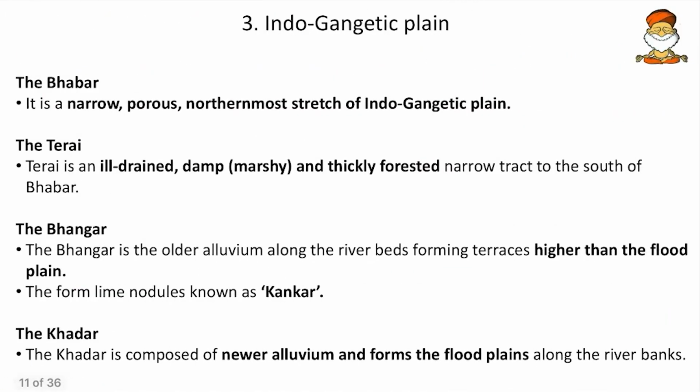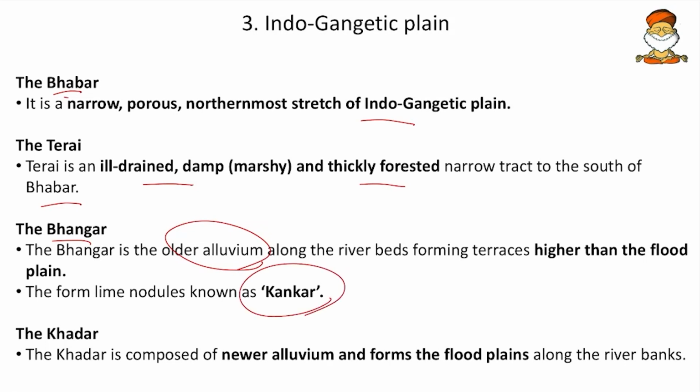And then come to next, the Indo-Gangetic plains. So here we have various categorizations, that is Babar, it is a narrow porous northernmost stretch of the Indo-Gangetic plain. And then Terai, it is an ill-drained, damp and thickly forested narrow tract south of Babar. So then comes the plains where alluvium is located, and there we have two types of alluvium, that is the Bangar, it is the old alluvium, and here it gives salt depositions called the Kankar, and we have Kadar, which is the new alluvium.